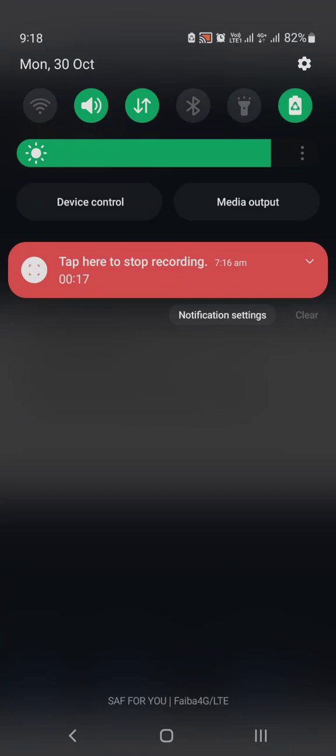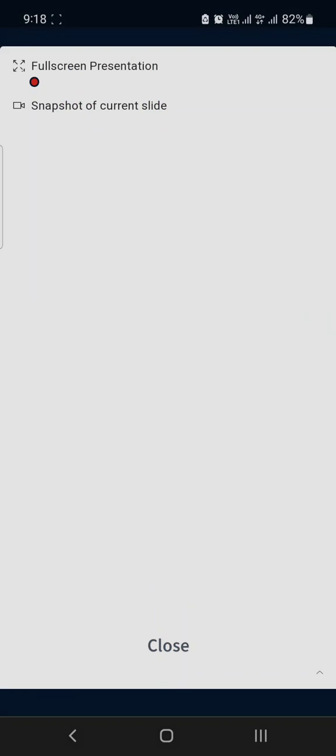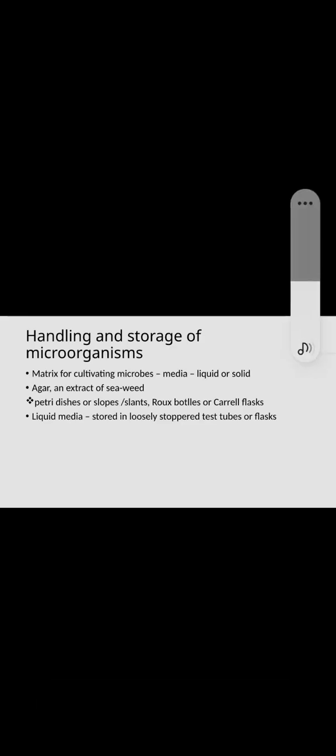So last week we started looking at microbiological assays, and we looked at some basics and reminded ourselves of various aspects of cultivating microorganisms. So today we proceed from where we left, and we start off with the handling and storage of microorganisms.